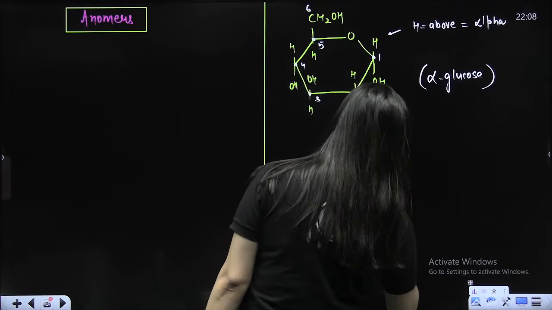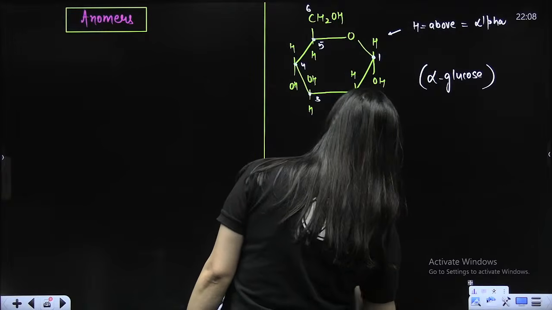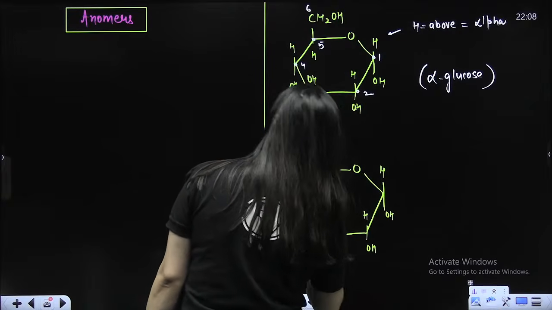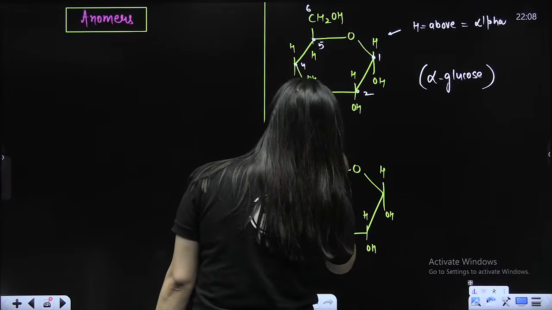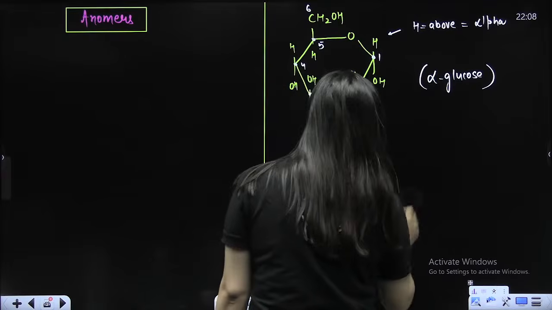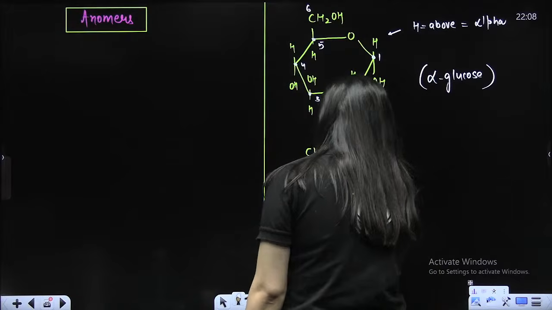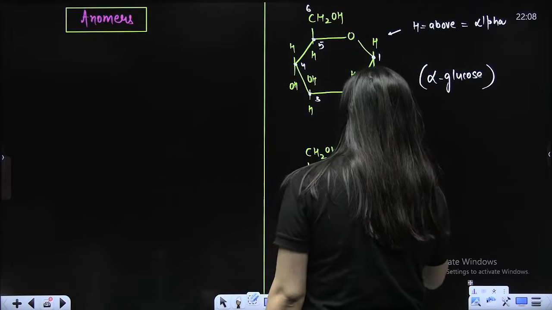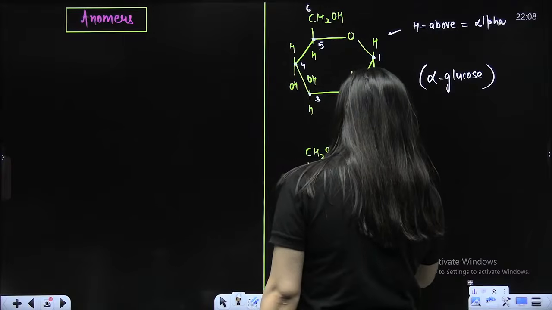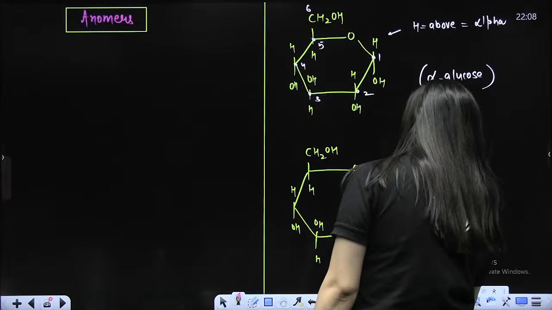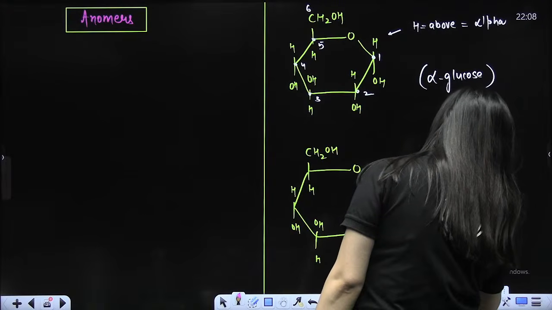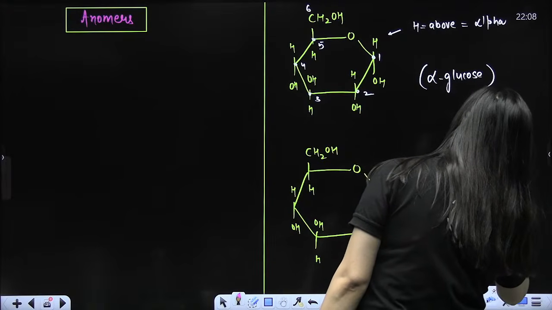So HOH, HOH, OH, H, HOH, H, CH2OH. OH, H. Now, hydrogen below. That's a way to remember that. So, this is beta glucose.